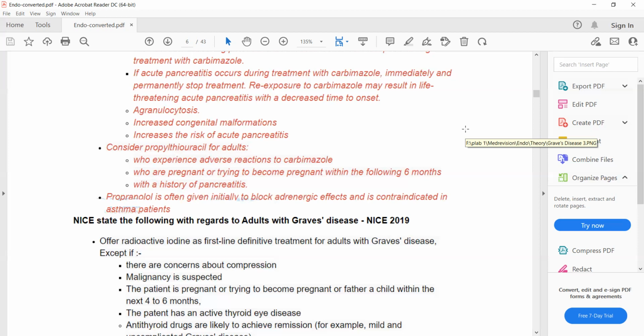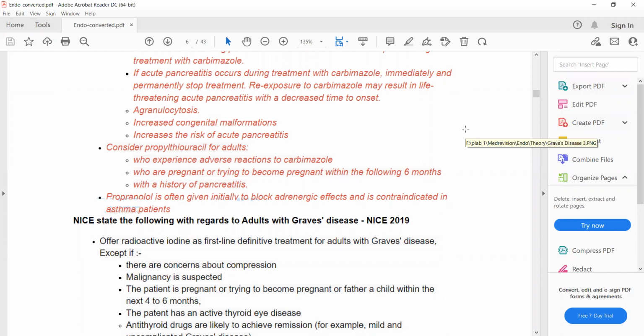So pregnant women in the first trimester of pregnancy and in the postpartum period, because carbimazole is secreted in the breast milk, so it is avoided in the postpartum period in lactating women. So in the first trimester of pregnancy, or a woman who wants to get pregnant within the following 6 months, or she has a history of pancreatitis, will use propylthiouracil instead of carbimazole.